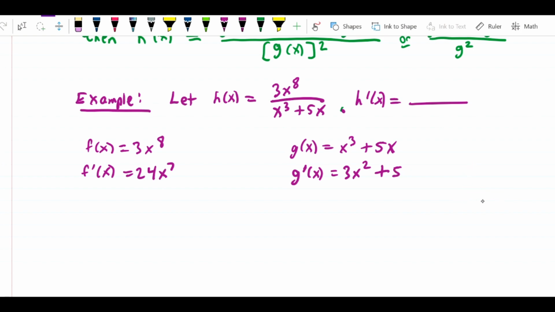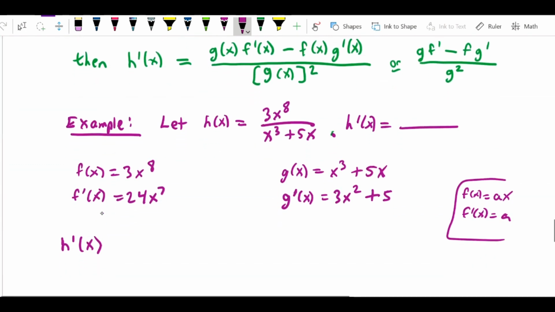So it's actually a rule that's worth remembering, just as an aside, that if f of x equals ax, then f prime of x equals a for any constant a. So that's just worth knowing. Anyway, all that to say g prime is equal to 3x squared plus 5. So let's go back to calculating h prime of x, and go back up here and see what the rule is. It's gf prime minus fg prime over g squared.